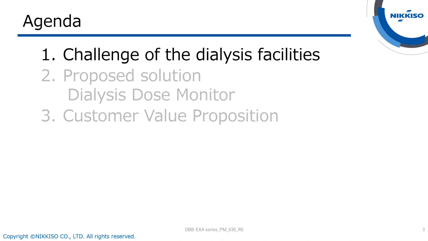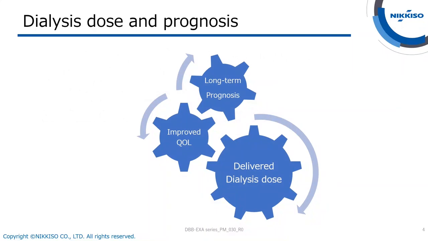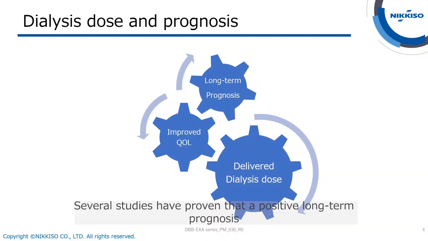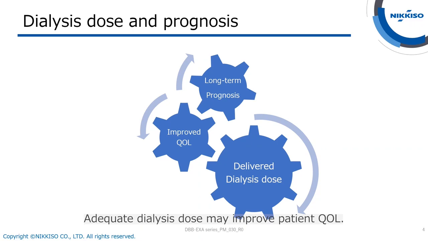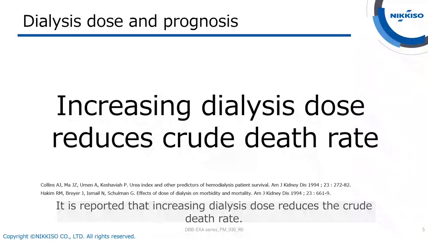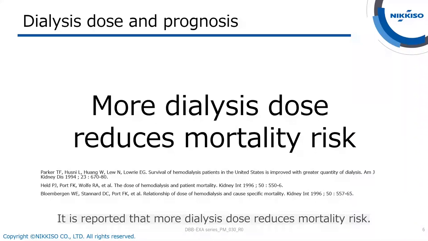Challenge of dialysis facilities. Dialysis dose and prognosis. Several studies have proven that a positive long-term prognosis and improved quality of life depend on the actual delivery of dialysis doses. Adequate dialysis dose may improve patient QOL. It is reported that increasing dialysis dose reduces the crude death rate. It is reported that more dialysis dose reduces mortality risk.